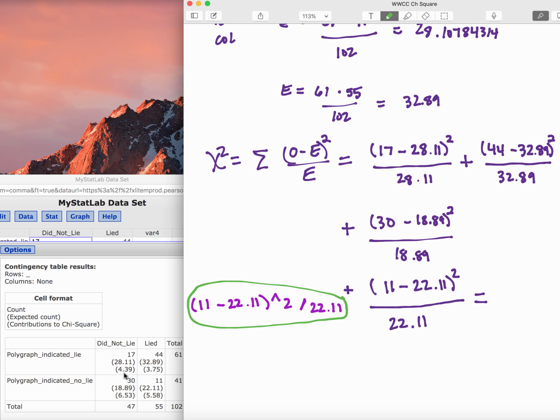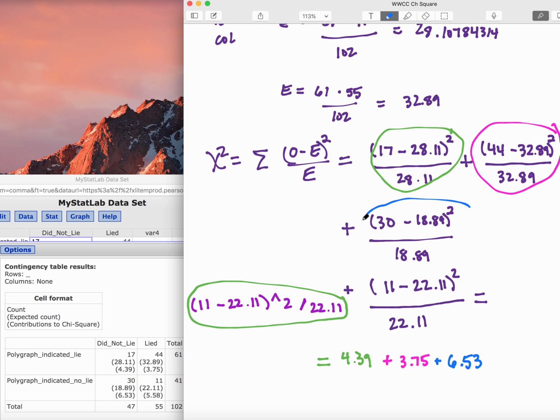So the last part of this output that I had chosen was contributions to chi-square. We have 4 different pieces to the chi-square test statistic, and that's exactly what these numbers are. So 4.39 is the answer to this piece right here. I'm going to circle it in green, and I'll choose a different color, plus 3.75, that's this piece with the math, plus, what's the next one, 6.53, and then the last piece plus 5.58. And when you add all that together, that gives you your test statistic.